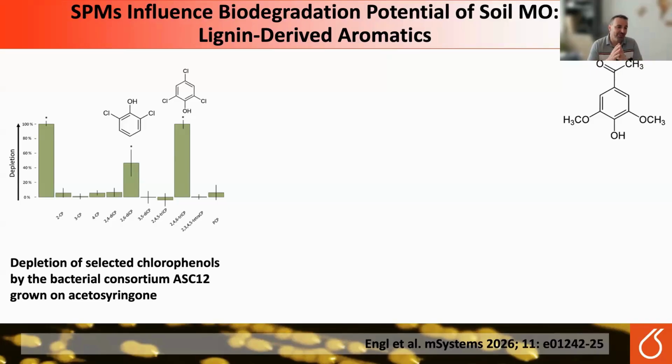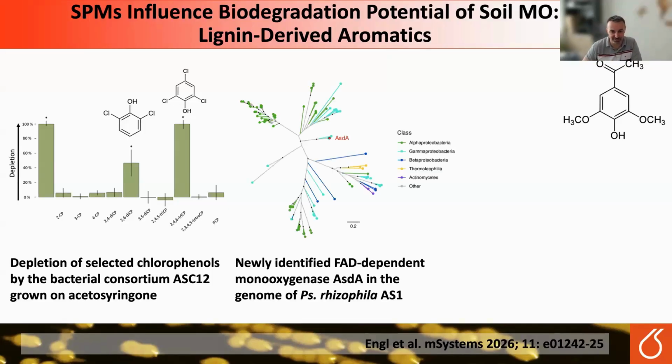well and efficiently. So after we enriched the microbial communities or microbial consortia on acetosyringone from this soil, and we fed them with chlorophenols, we saw 100% depletion of 2,4,6-trichlorophenol, and almost 50% depletion of 2,6-dichlorophenol. So we definitely saw that selected chlorophenols are efficiently degraded by this consortium, which was grown on acetosyringone.